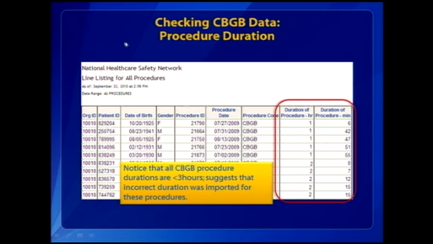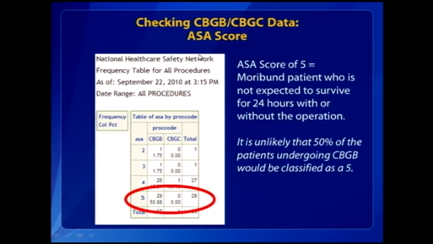Here's an example of this program that was run looking at procedure duration. As you can see, all of these CABG surgery procedures are less than 3 hours long, suggesting that incorrect duration of the procedure was probably a problem here. So doing analysis can help you look at data quality.